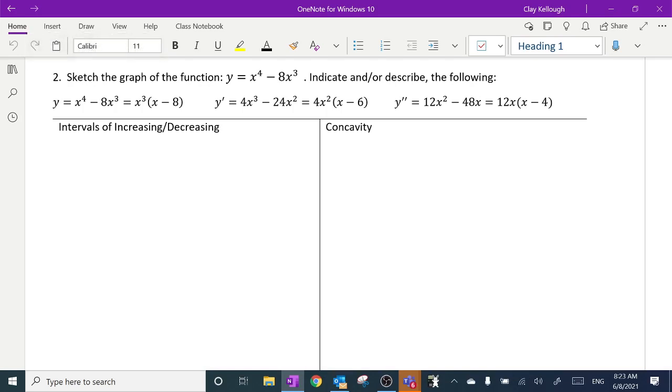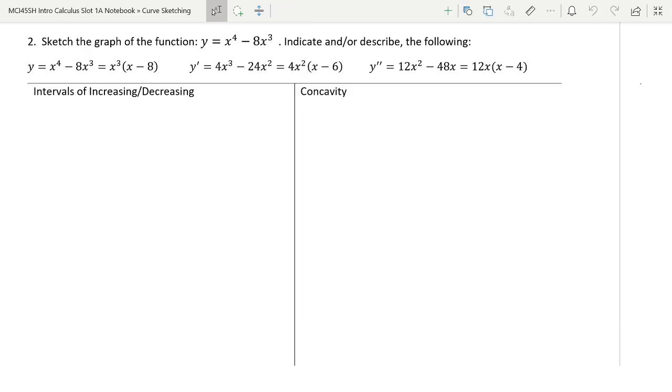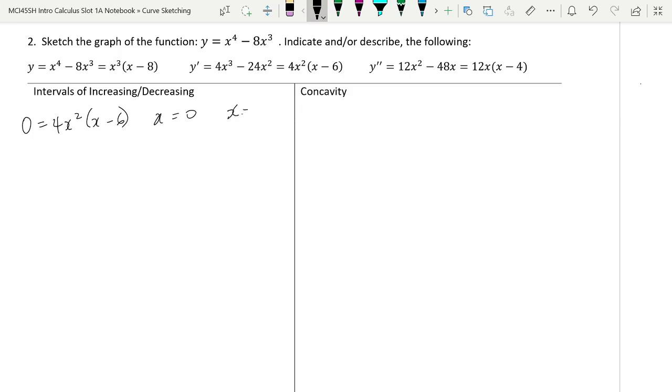So first, let's do the intervals of increasing and decreasing. So let's see. Is my pen on? Yeah, my pen's on. Okay. So we set the first derivative to 0, and it's much easier to do this in factored form. And what do we see? Well, we see that x is 0 and x is 6.